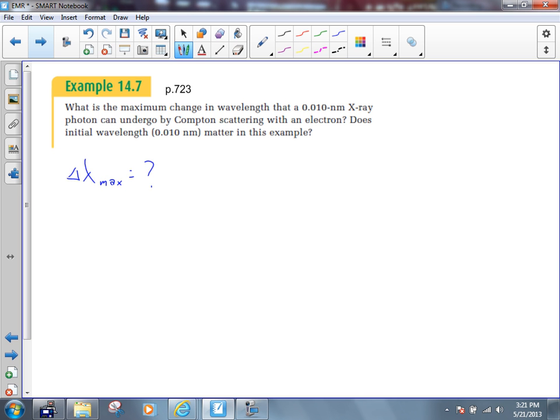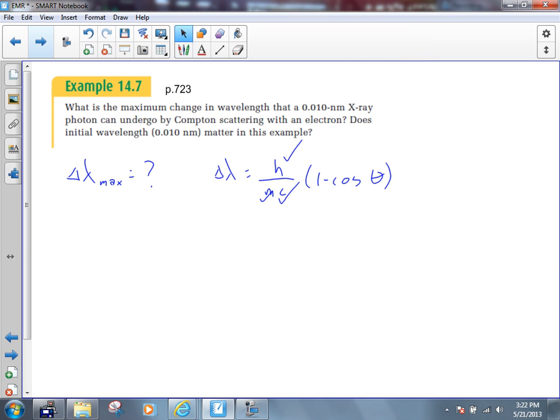Well, we know that delta lambda is equal to h over mc times 1 minus cosine theta. Now, h is 6.63 times 10 to the minus 34. It's not going to change no matter what. m is not going to change. It's 9.11 times 10 to the minus 31. And c isn't going to change. It's the speed of light. The only thing that we can change here to get a bigger or smaller value of delta lambda is theta. That's the only thing that we can change. So what do we have to make theta in order to make delta lambda the biggest possible number?